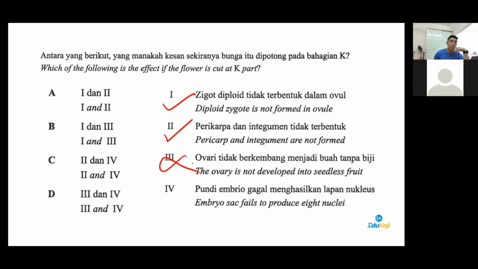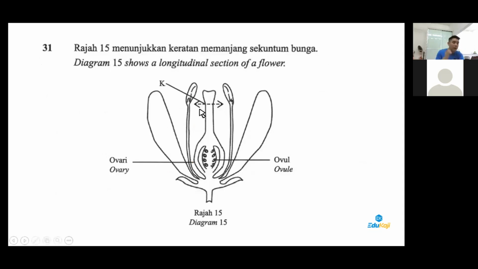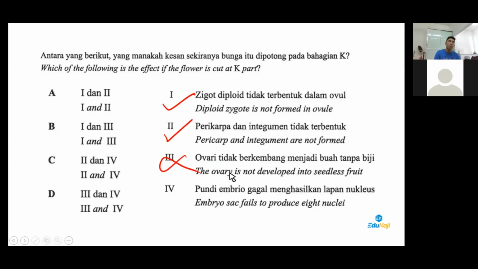Embryo sac failed to produce 8 nuclei. Embryo sac failed in the first place. You see, if we cut, because there's already ovule and ovary, ovary not developed. Guys, there's nothing to do with seedless fruits. 3 is definitely out. 2 is okay. 2 is definitely okay.